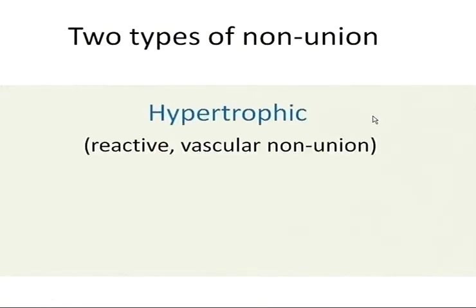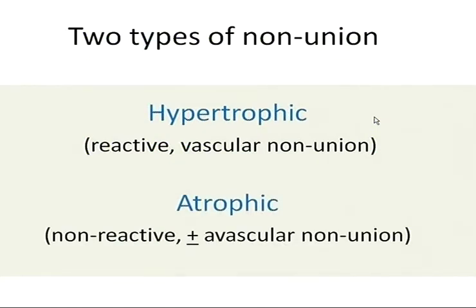It is usual to classify non-union into 2 types: the hypertrophic, also called reactive or vascular non-union, and the atrophic, that is the non-reactive, which may or may not be vascular non-union.